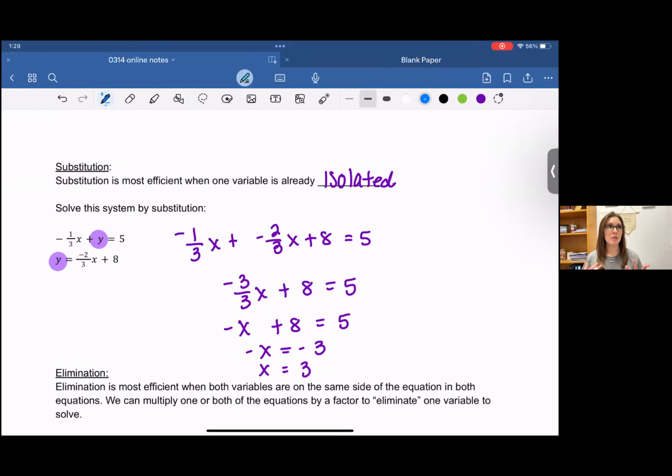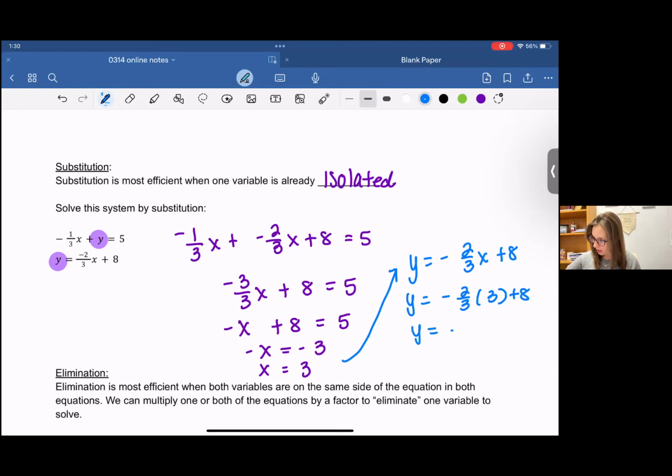Now, at this point in this problem, you can use either equation, either one of these. I'm going to use the second equation because y is already isolated. Y is -2/3 x plus 8. I found x to be 3. I'm going to simplify, and I get 6. So my solution is (3, 6).